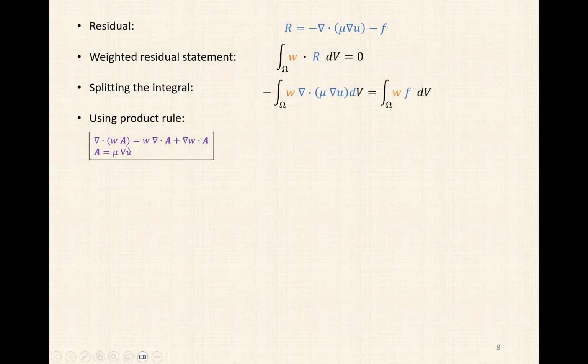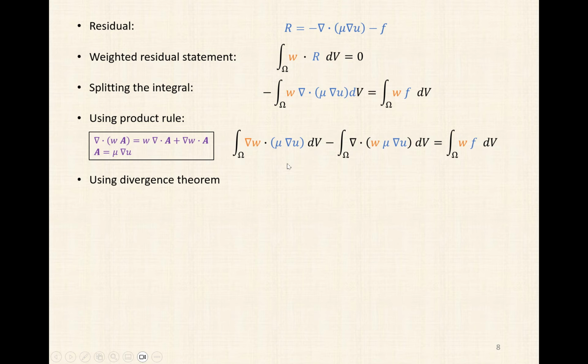Now, if you are using this product rule, we need w del dot a. Here w del dot a. So we take w del dot a, then we take this to the other side, and then we split the integral. Then on the second term we have the divergence, so we make use of the divergence theorem. Again, now we are in 3D, so we use the divergence theorem as it is.